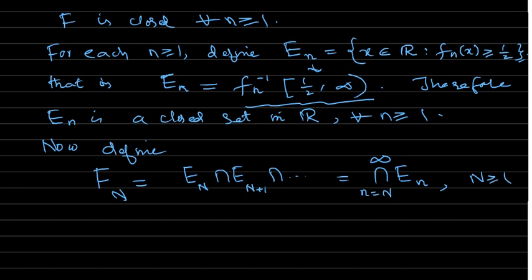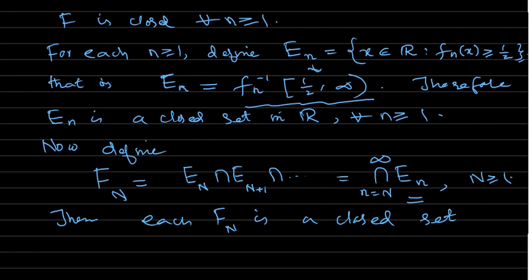So if capital N is 1, then it is F1. F1 means E1 intersection, E2 intersection, so on and so forth. And if capital N is 2, then it will be E2 intersection E3. So E2 से start होगा उस केस में. So this is here intersection of En. So we know that intersection of closed sets is closed, whether it's infinite intersection or finite intersection. So then each Fn is a closed set. Each F capital N is a closed set in R.